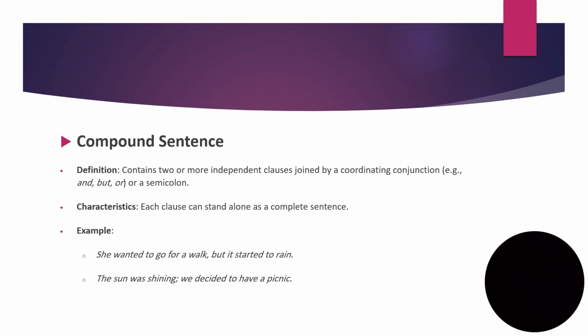Two, we have compound sentence. Compound sentence contains two or more independent clauses joined by a coordinating conjunction. Example, and, but, or a semicolon. Characteristics: each clause can stand alone as a complete sentence. For example, she wanted to go for a walk, but it started to rain. The sun was shining; we decided to have a picnic.